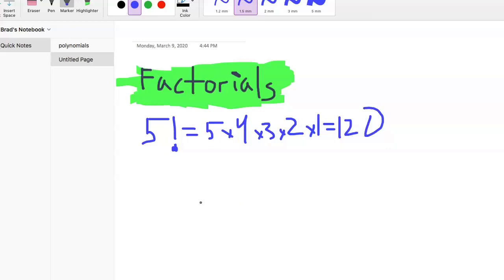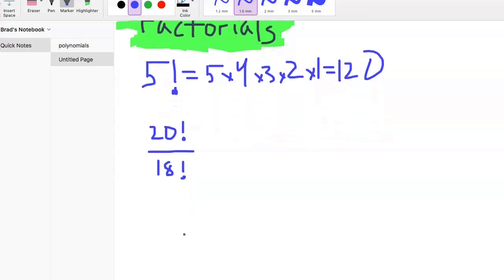Another one you can see is something like this: 20 factorial divided by 18 factorial. Goodness gracious, what do we do with this? You could, if you wanted to, multiply all the way out 20 times 19 times 18 times 17 all the way down to 1, and then 18 times 17 times 16 all the way down to 1. But really, the only numbers that are different here in the numerator, the top number, and the denominator are 20 and 19.